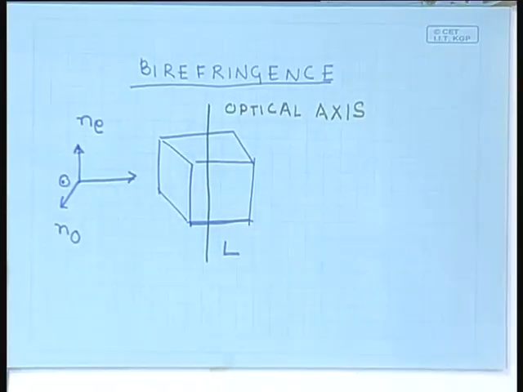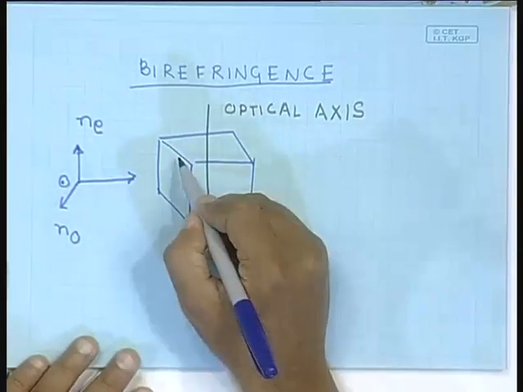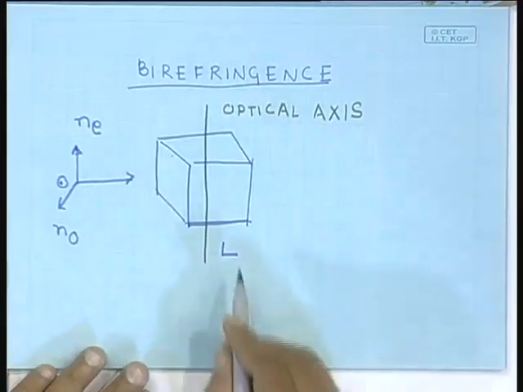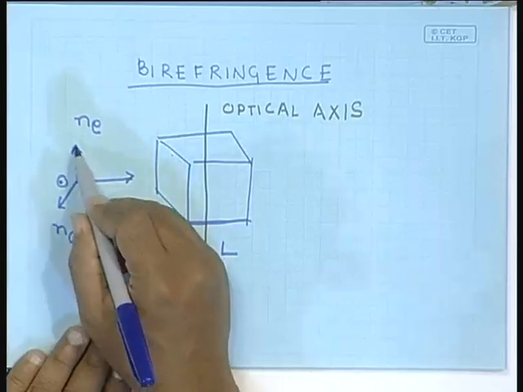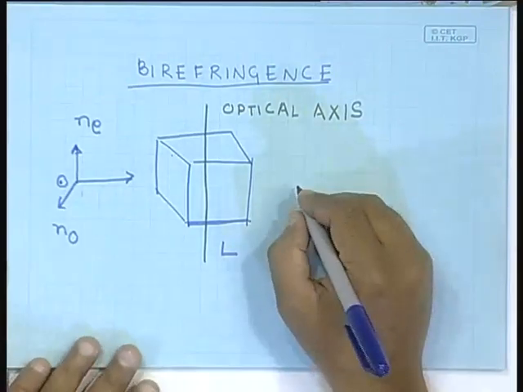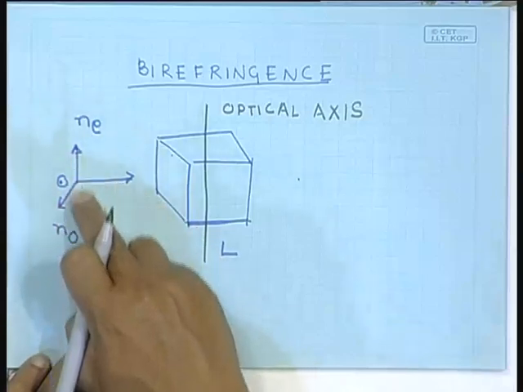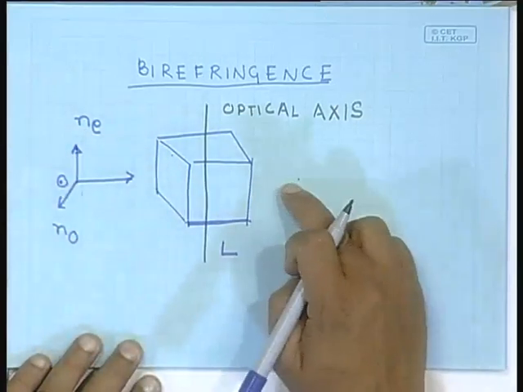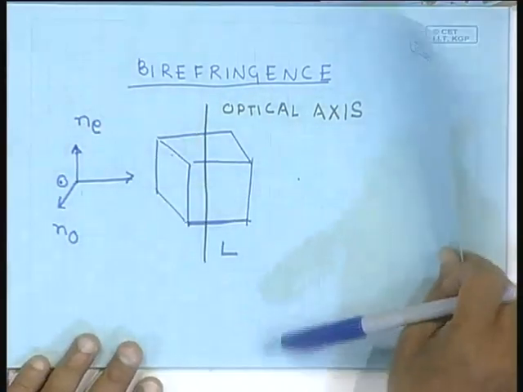and let us ask the question, what is the time that the light will take to propagate the length of this crystal L if the electric field is parallel to the optical axis. We will call that Te. So, let us calculate Te, the time that the light will take to cross this crystal if the electric field is parallel to the optical axis.